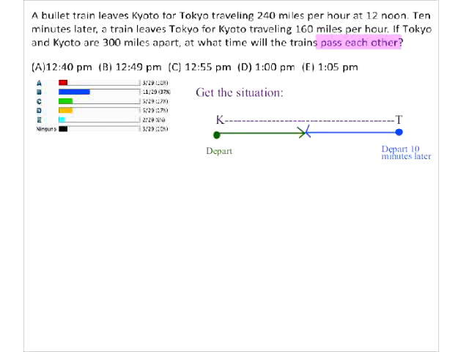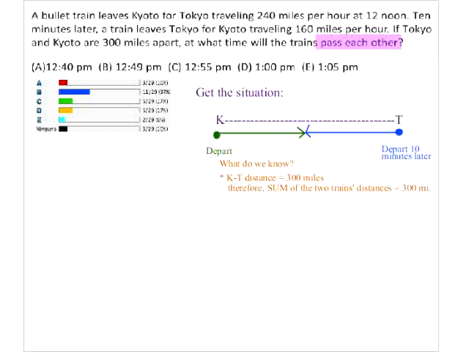Now let's do math. But what do we know about these distances? Well, we know that the total distance is 300 miles. So what else is 300 miles? Because that's the distance from K to T, what it has to equal 300. So therefore, the sum of the two trains' distances is 300 miles.